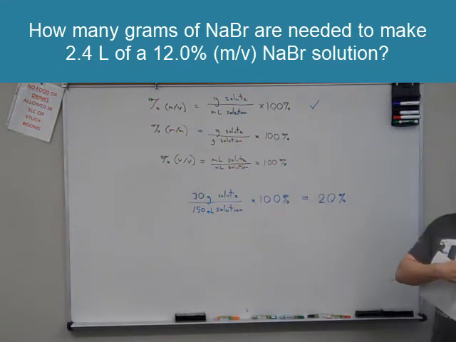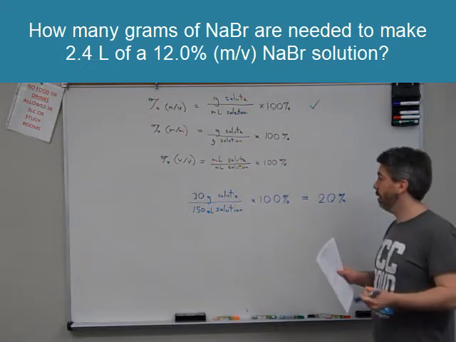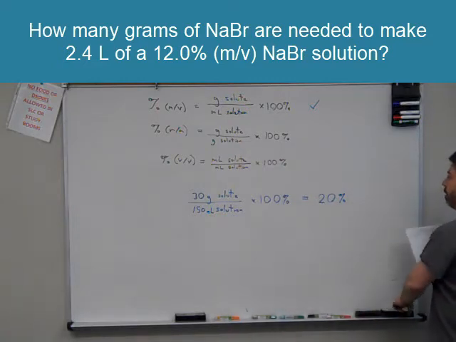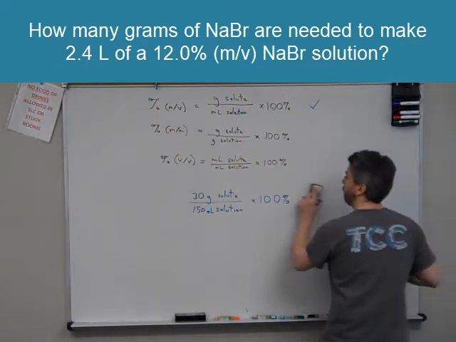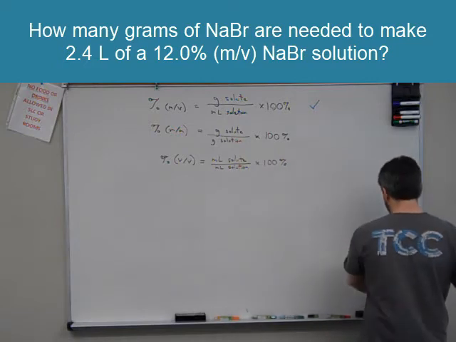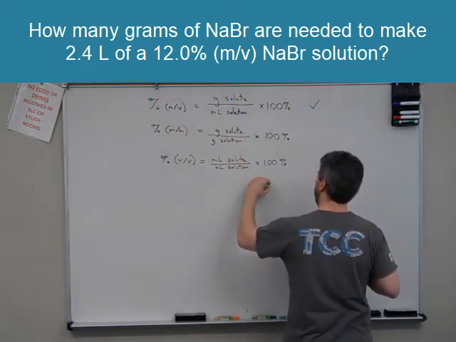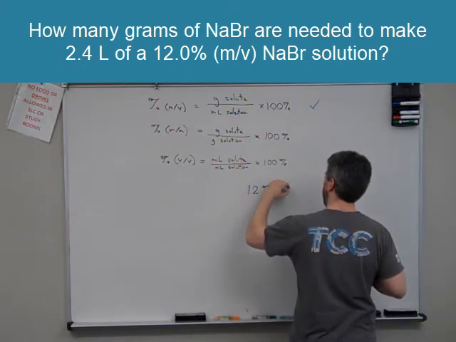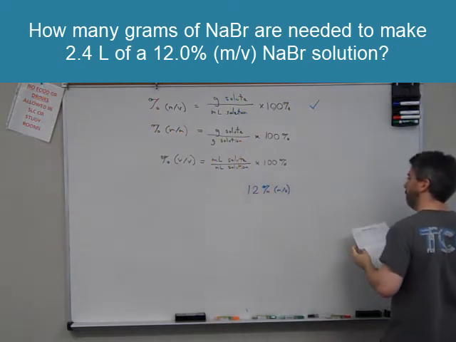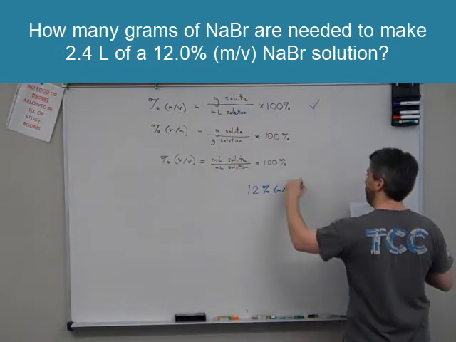You are looking for grams. First of all, we can put a conversion at 12 over 100. Yes, that's an excellent way to start. Anytime we're given a percent concentration, we can use it as a conversion factor. It's a 12% mass volume solution, and it's 12% NaBr.